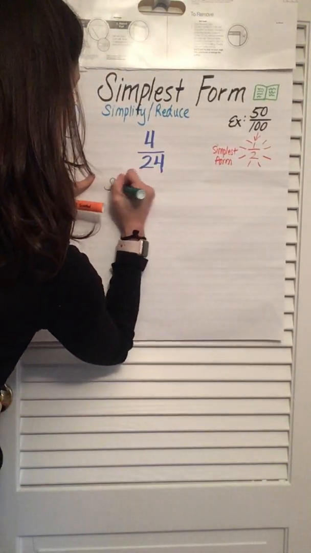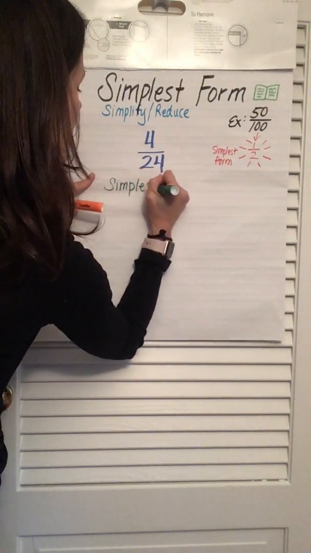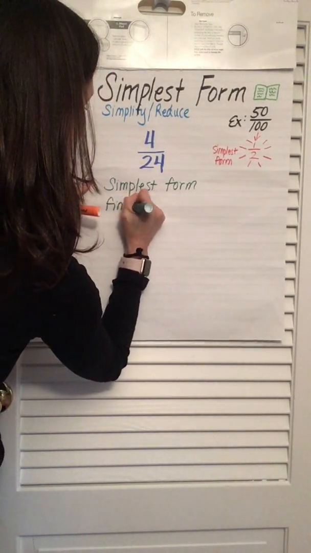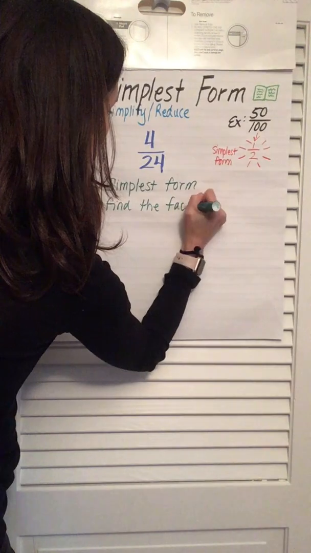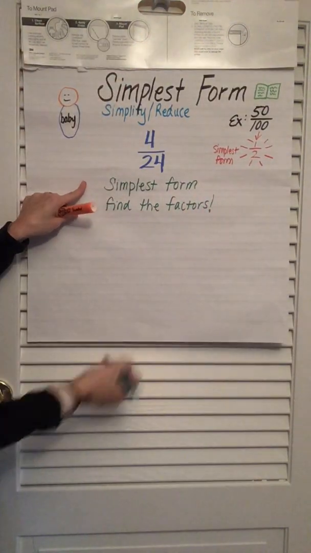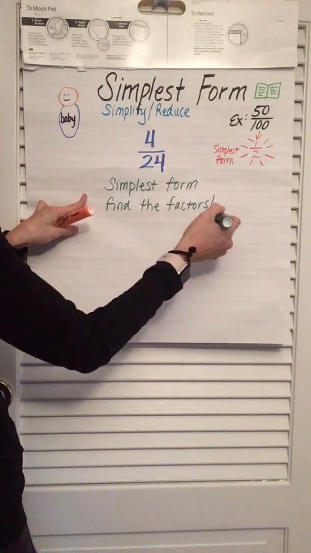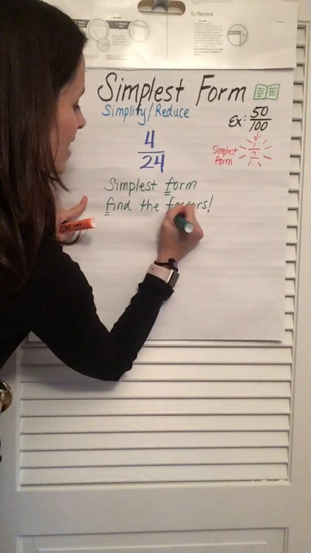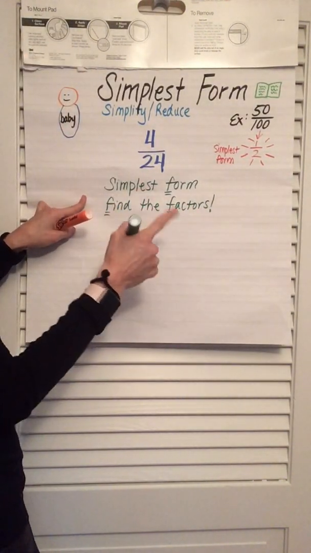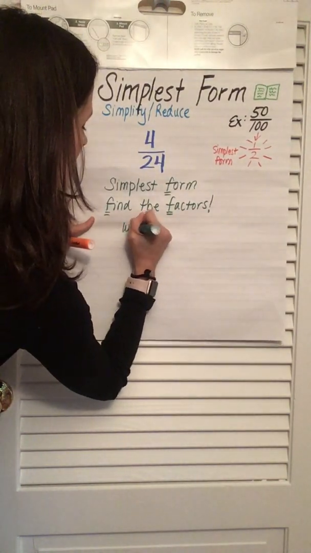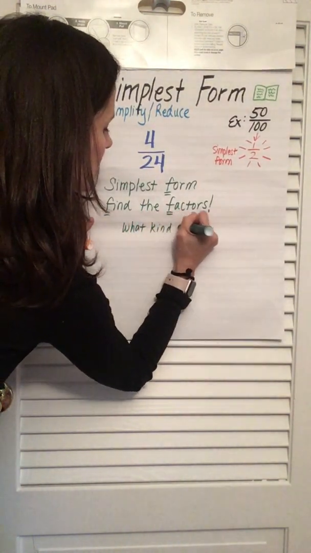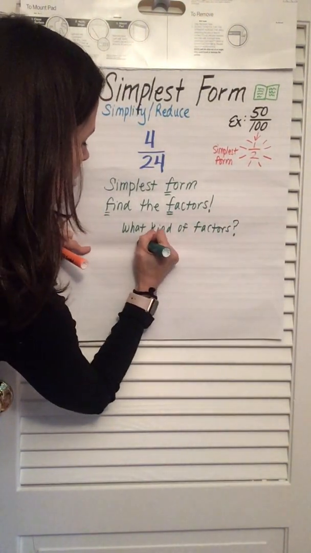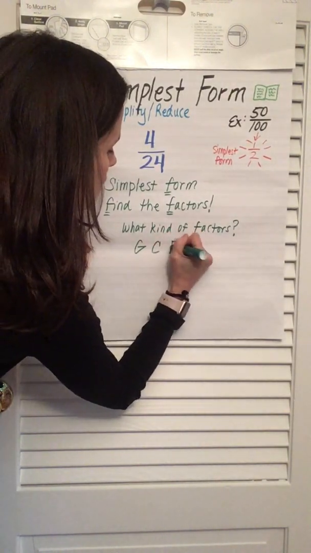It's kind of like the same denominator chant, but now what do we want? We want simplest form. We find the factors. Simplest form, you find the factors. I'm noticing that repeating F sound kind of makes it a little catchy, right? Simplest form, you find the factors. And then we'll say, what kind of factors? And then we'll say greatest common factors.